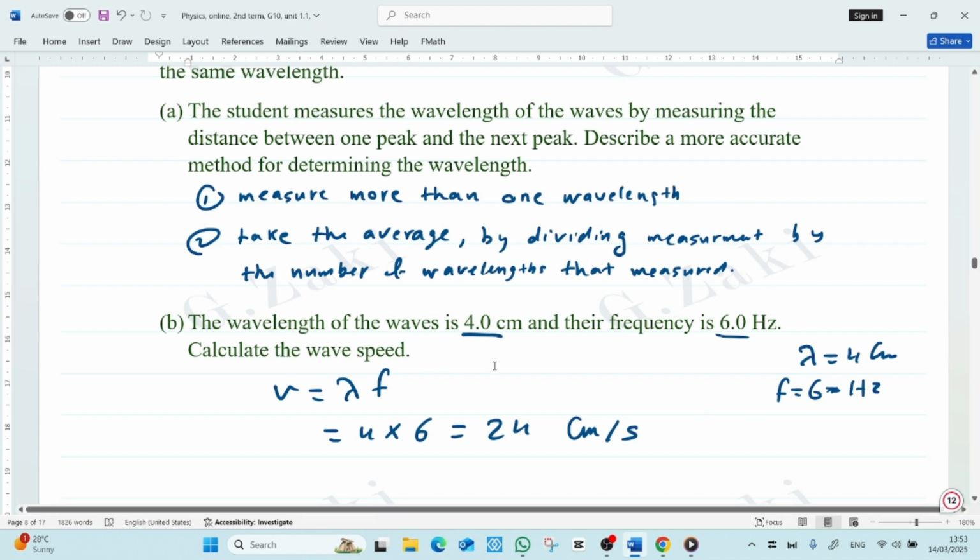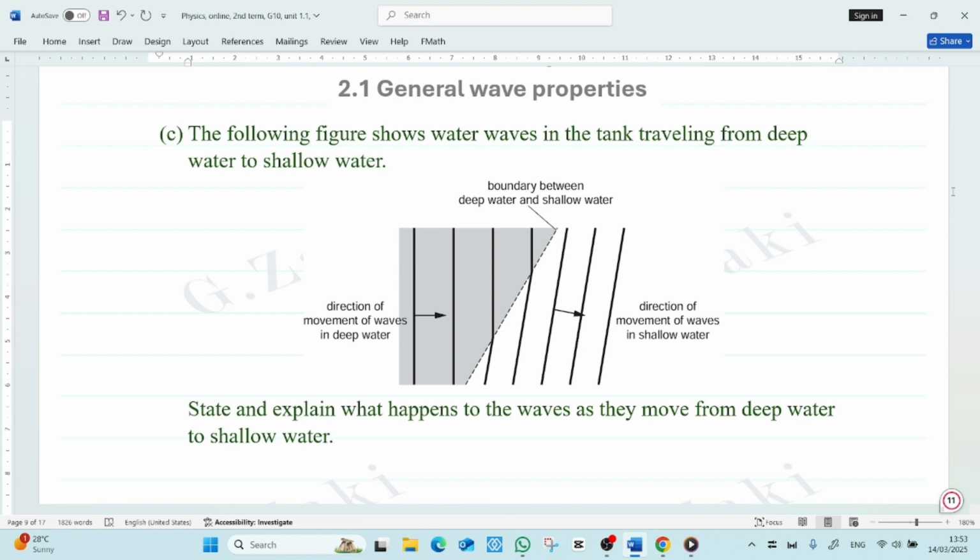Now, next part of the question. The waves are refracted, its speed will be reduced. So we write the waves are refracted. Its speed will be reduced.